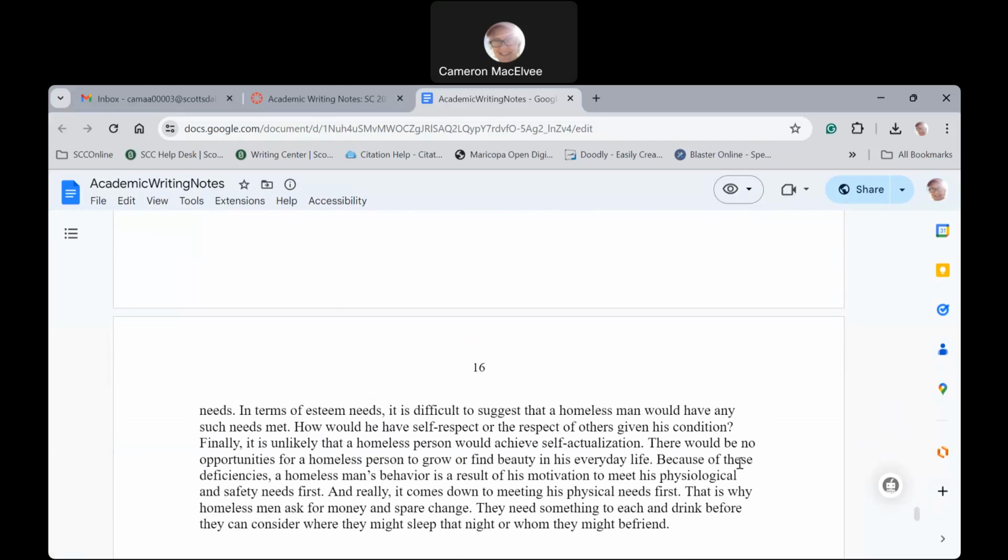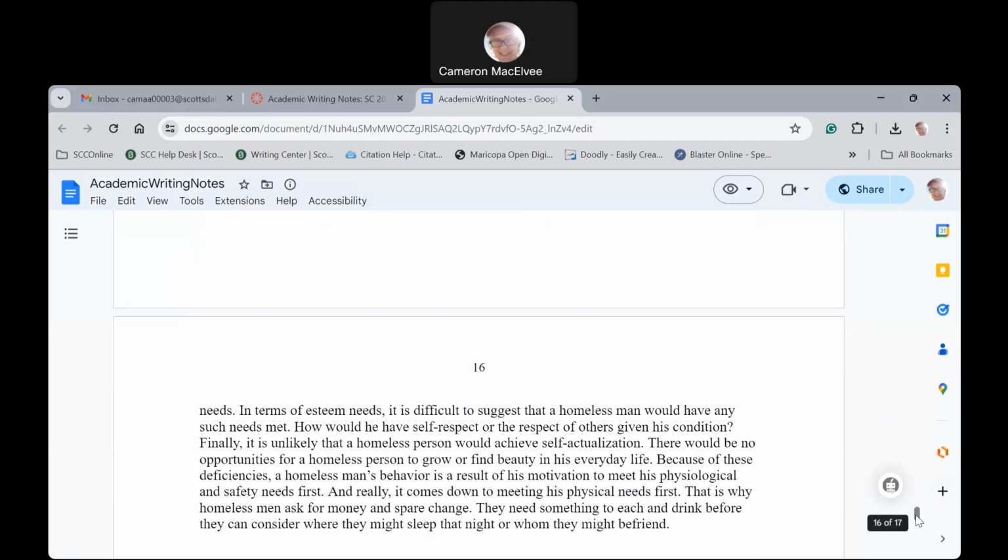There would be no opportunities for a homeless person to grow or find beauty in his everyday life. Because of these deficiencies, a homeless man's behavior is a result of his motivation to meet his physiological and safety needs first, and really it comes down to meeting his physical needs first. That is why homeless men ask for money and spare change. They need something to eat and drink before they can consider where they might sleep that night or whom, notice, even use the correct referent pronoun, they might befriend.